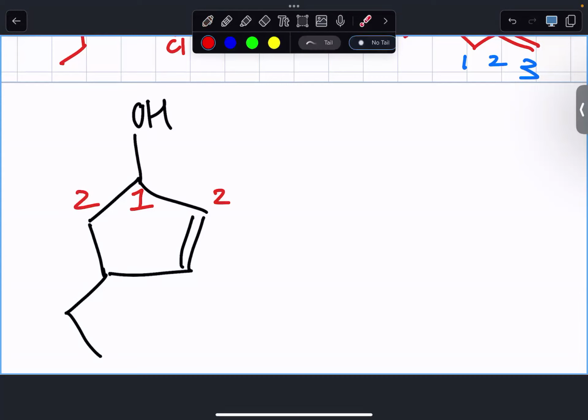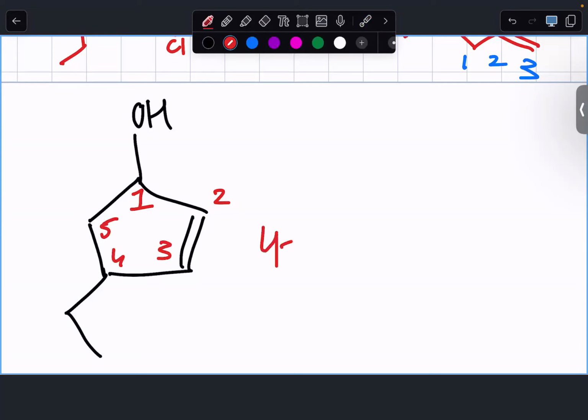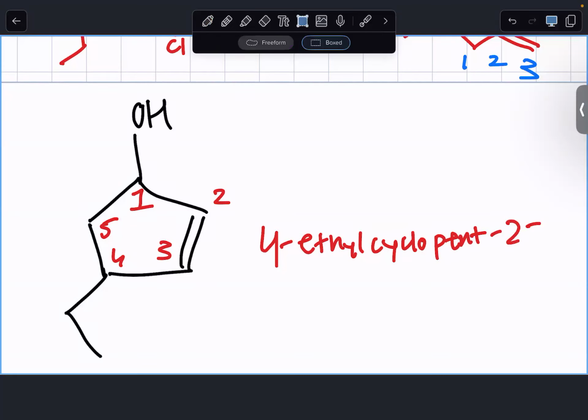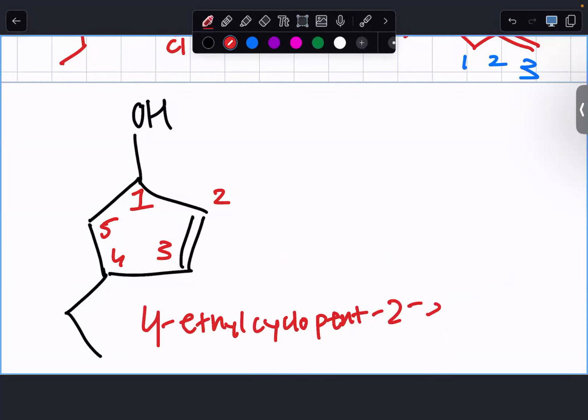We want to do the one that has the lowest substituent, which is this right side over here, because the alkene is on carbon 2 and there's nothing on carbon 2 here. Right. So that's 1, 2, 3, 4, 5. So this is 4-ethylcyclopent-2-en-1-ol. And since this is a ring, the number 1 is optional. I'm just going to put it, but it's optional. That's acceptable as well.